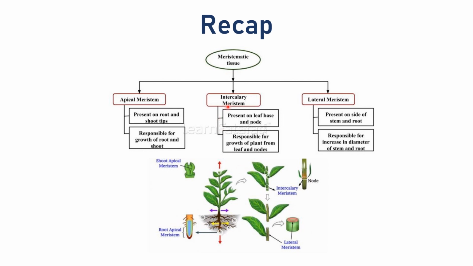Then comes intercalary meristem. They are present on the leaf base and nodes. Here you can see the leaf base over here. This is responsible for the growth of new leaves, new branches and nodes. You can see nodes over here, right? So they are present between the internodes, right? Or at nodes.